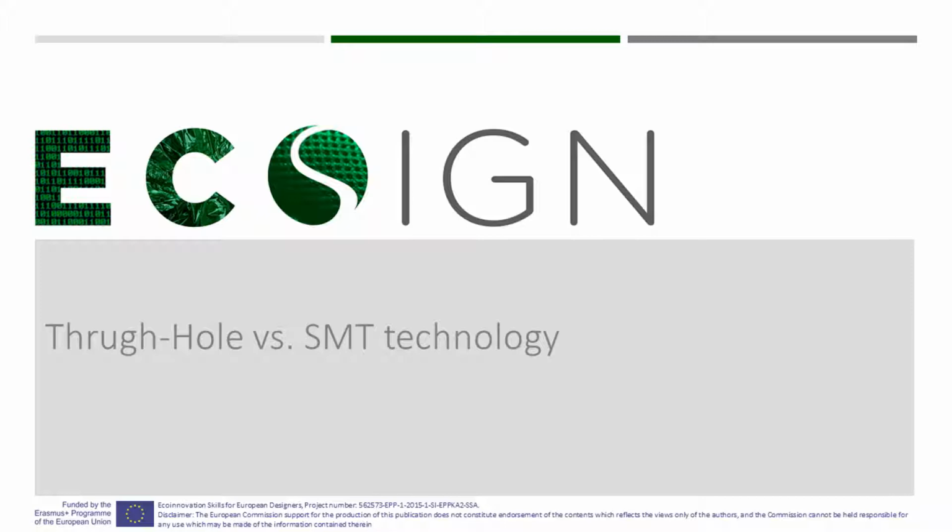As an example, we take the design of a PCB of a simple electronic circuit. We will prove that the use of a different technology can produce a device of the same functionality while consuming less material, and the production process is simpler.